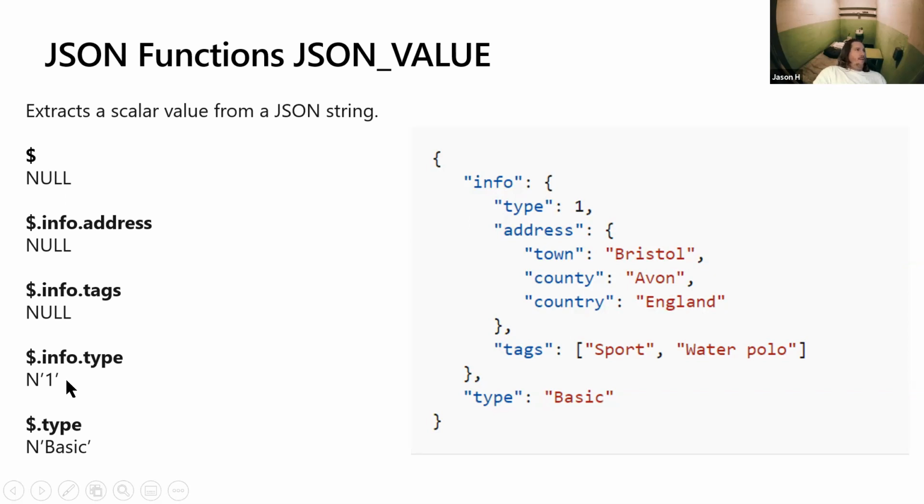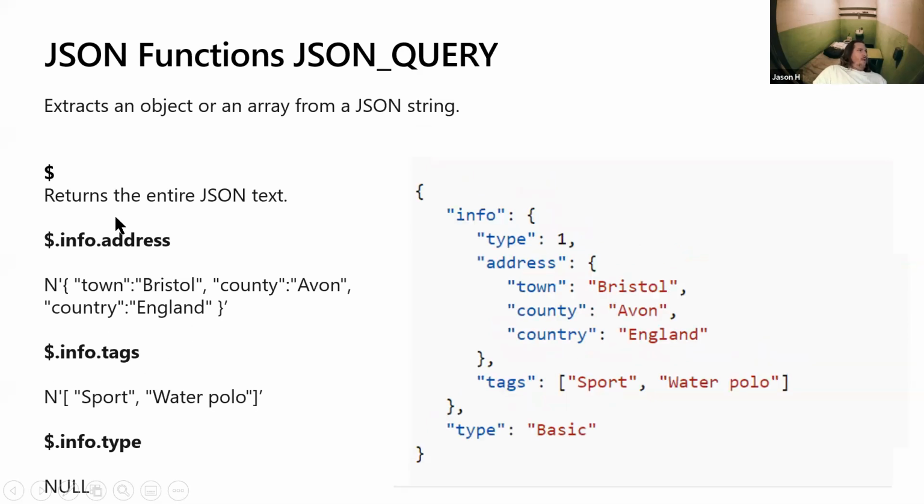Okay. Now, if we flip that and use JSON query, it kind of reverses itself, right? So I can get address back as a JSON object because it's complex and I'm doing a query. I get all my tags back because tags is an object using the query, but type, since it's scalar, is going to return null. And there's a strict mode parsing and there's a lax mode that will either return an error or it'll return null if you have a type mismatch.